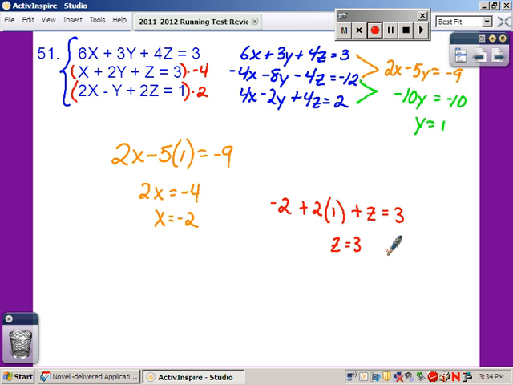Look how much shorter this problem is compared to some of those other ones. You never know what you're going to get with these things. Let's write the final answer. Negative 2, 1, and 3.